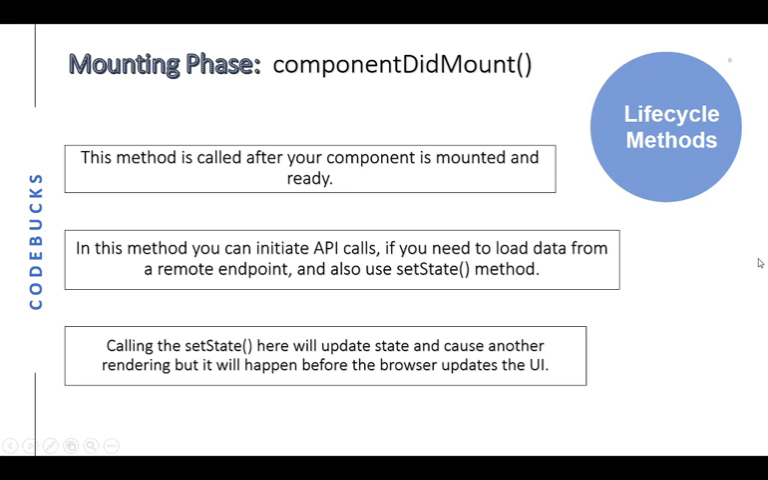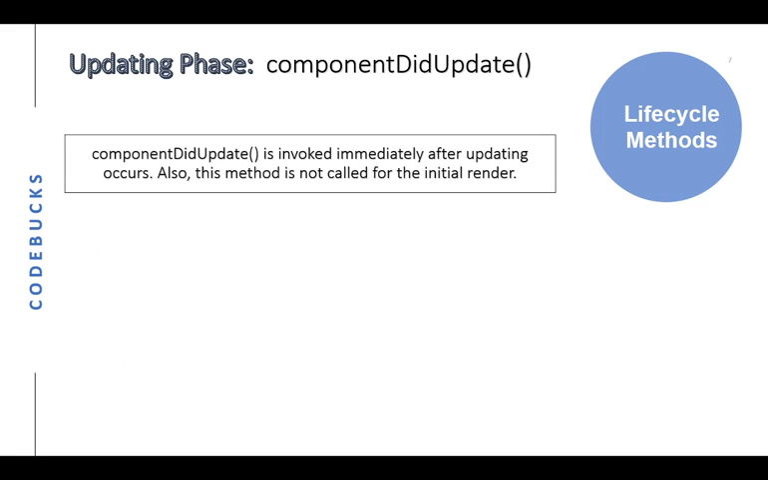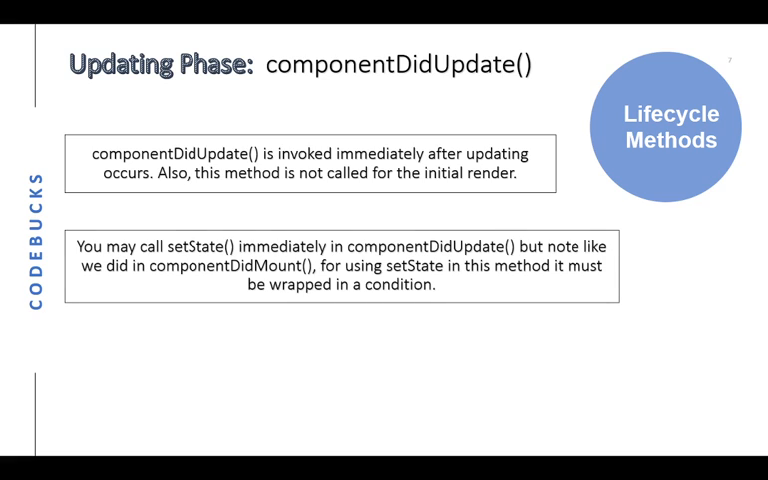Now the mounting phase is completed, so let's see the method of the updating phase, which is the componentDidUpdate method. componentDidUpdate is invoked immediately after the updating occurs. Also, this method is not called for the initial render. You may call setState immediately in componentDidUpdate, but not like we did in componentDidMount. For using a setState in this method, it must be wrapped in a condition. Let's understand this by an example.